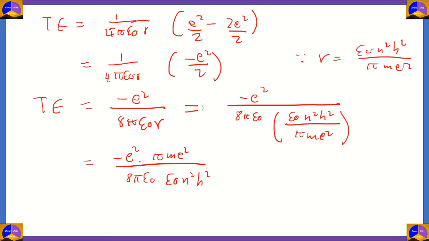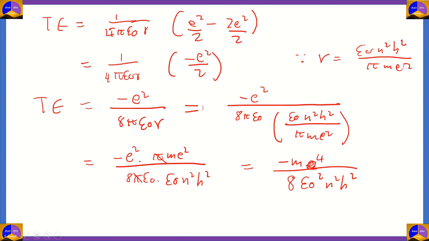So over here you can cancel out pi, so you do that, and therefore the equation that you now get is minus m times e squared becomes e raised to 4 divided by 8 epsilon naught the whole square, because there are two of them multiplied. Then you have n square and h square. So minus m e to the 4 divided by 8 epsilon naught square into n square into h square.